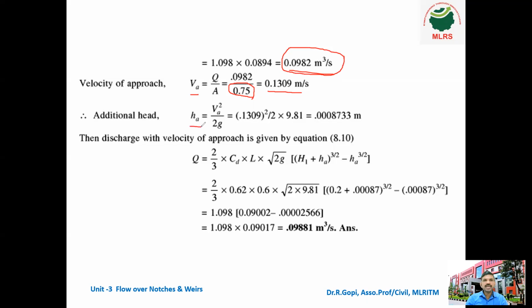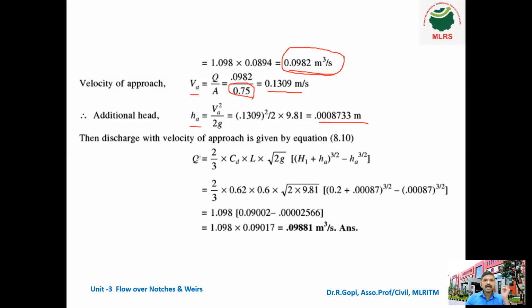Now for the additional head HA. Imagine that water is now entering into the weir. The discharge and VA are before the weir. Now the water is entering the weir, so we have to calculate the additional head, called HA. Using the formula VA square by 2g, we know VA is 0.1309, squared, divided by 2 into 9.81. So the additional head HA is 0.008733 meter.